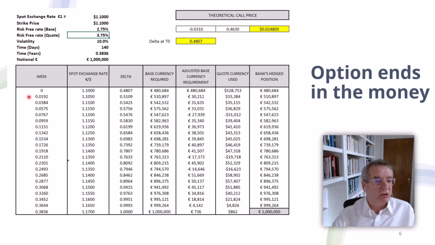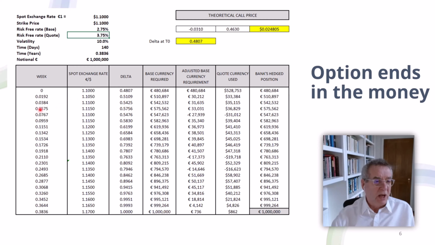Now, let's say we move now to the second week, and we can see that the exchange rate has moved up slightly, and we recalculate the delta. It now comes to 0.51. This means that to be delta neutral, the bank must hold 510,000 euros, that multiplied by this notional amount here. So what now needs to happen is the bank needs to go and purchase more euros. And we can see what the dollar amount is that allows that additional amount of euros to be held. And we can see over here on the right, the overall hedge position of the bank.